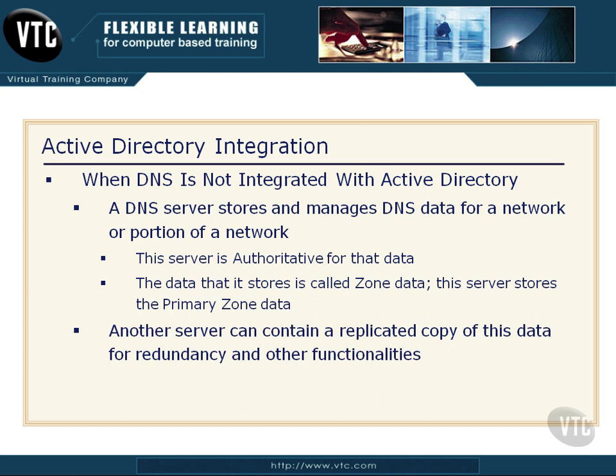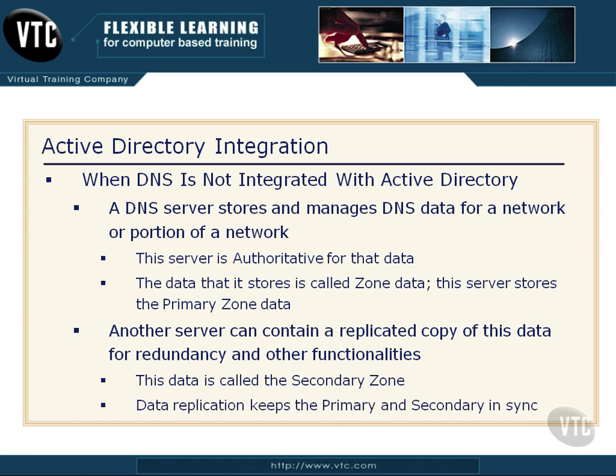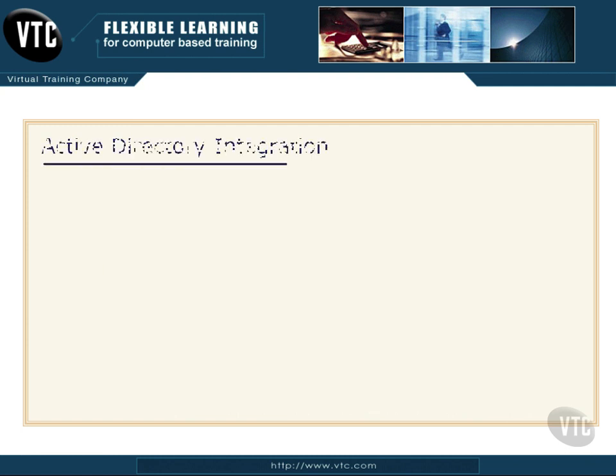Now we can take another DNS server, build it on our network, put a replicated copy of that primary zone data for redundancy and some other things, and this data that's on the replicated copy is called secondary zone, and data replication keeps those two in sync. So lots of things we can do with that. I won't go into it right now. So you have a primary and a secondary zone out there. We replicate from the primary to the secondary to keep everybody in sync. And as you can imagine, replication can become a problem on the network.